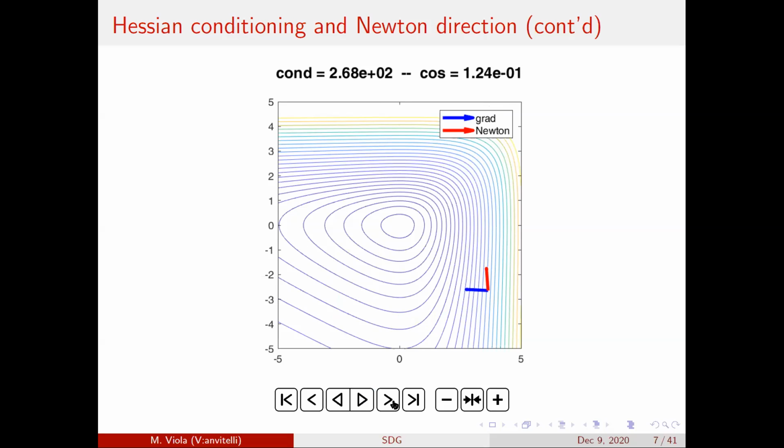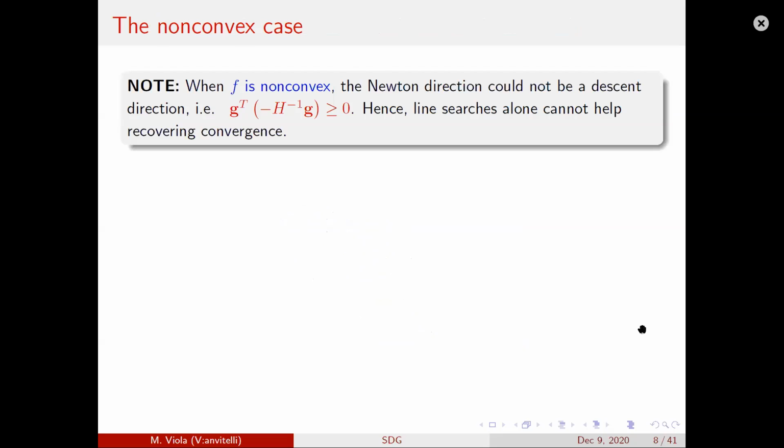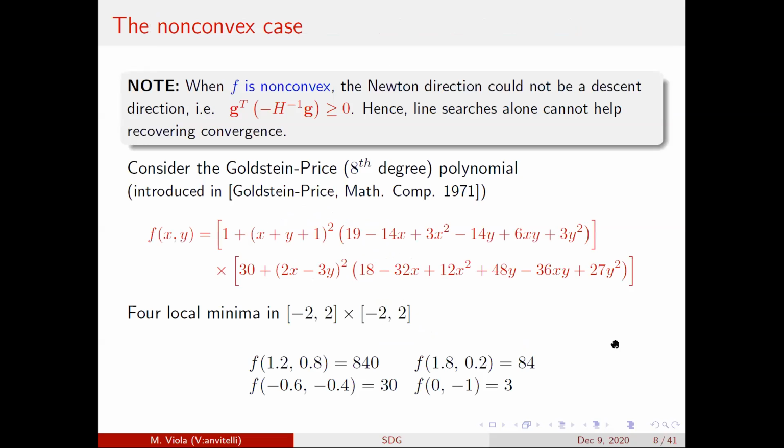Now, we have more or less understood which bad things can happen in the case of a convex function. But what if I'm in the non-convex case? Well, in the non-convex case, things can get even worse, because the quadratic model around a point could be a concave model, and the stationary point then could be a maximizer. Hence, your direction could be an ascent direction. There is no way you can satisfy a line search.